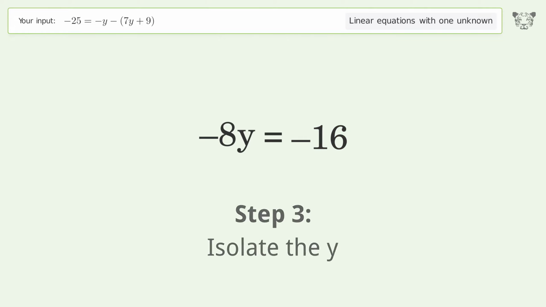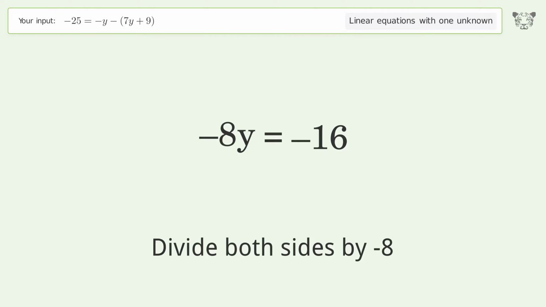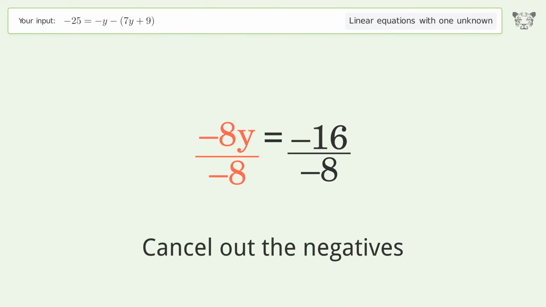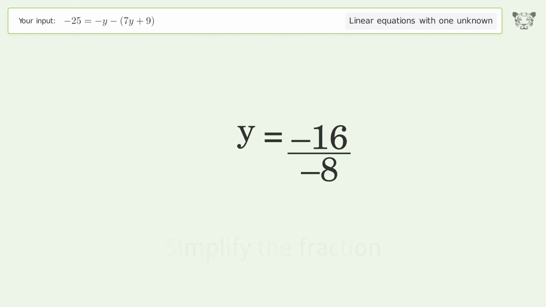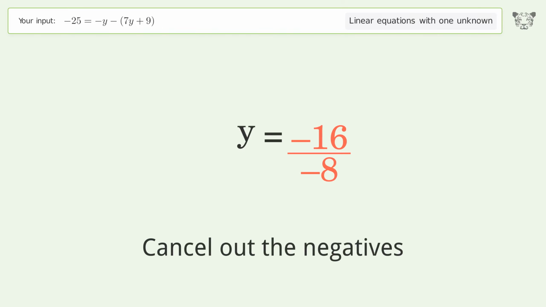Isolate the y. Divide both sides by -8. Cancel out the negatives. Simplify the fraction. Cancel out the negatives.